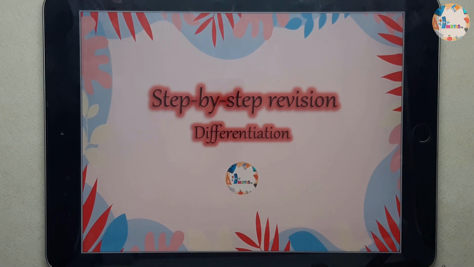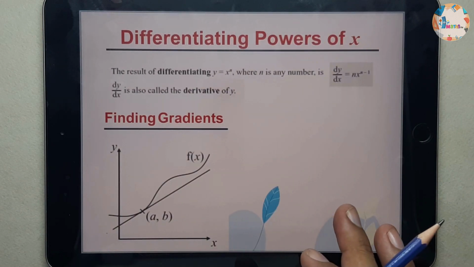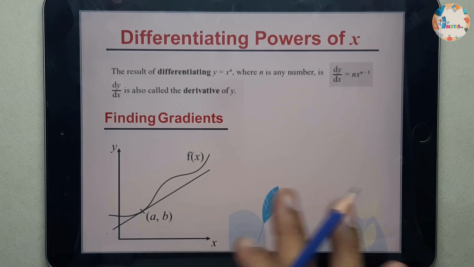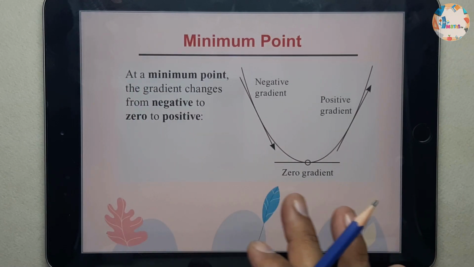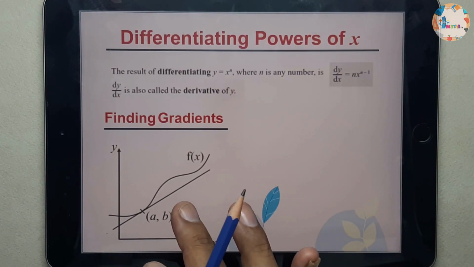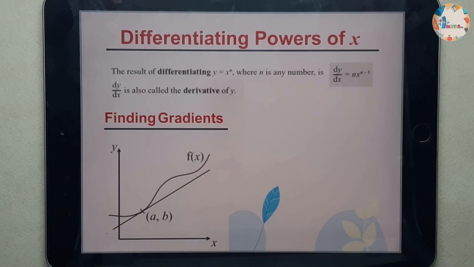In the previous two parts we have done differentiation, how we differentiate powers of x and find the gradient, and how we find the maximum point and minimum point. Now we'll be going through a little more complex questions related to maxima and minima.